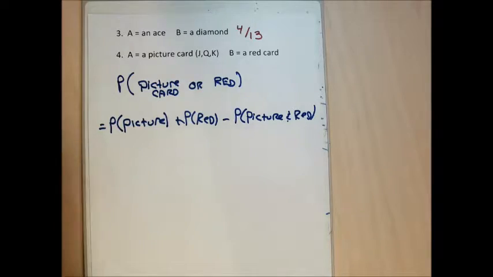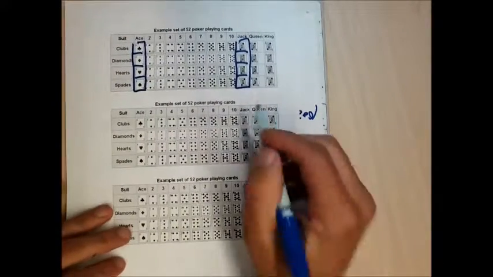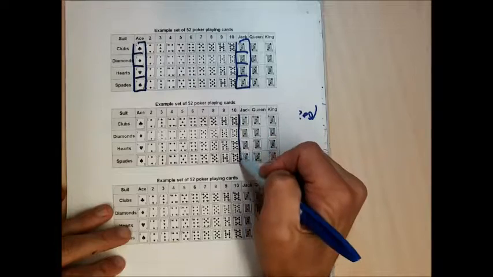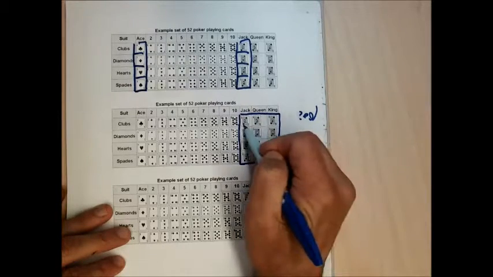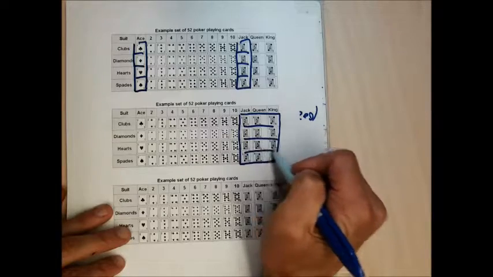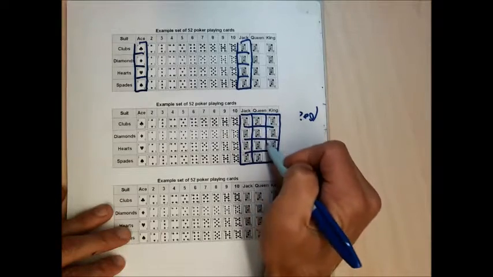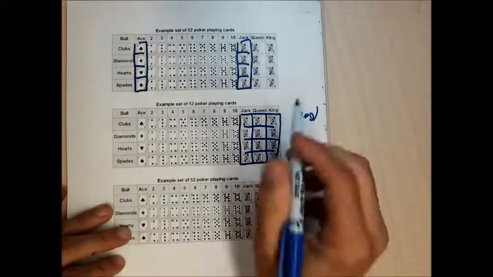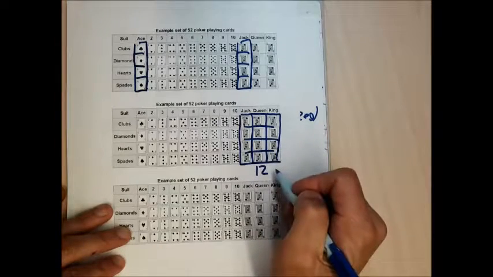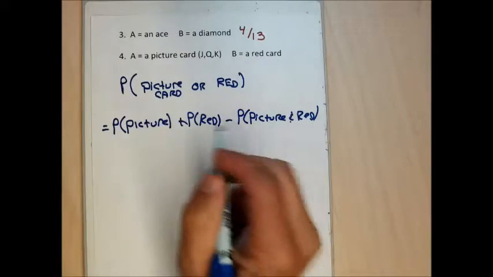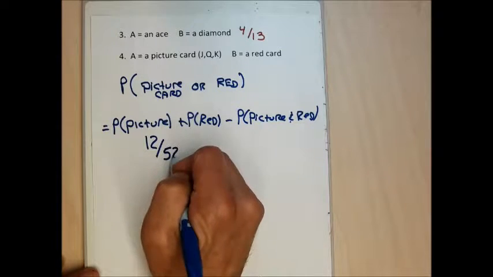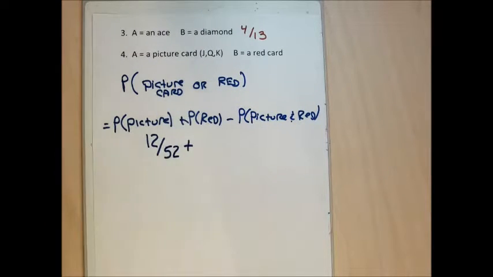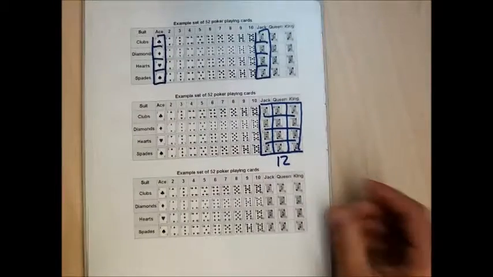Let me dig through my sample space and look at the picture cards and count them up. So I said jacks, queens, and kings are picture cards. And if I count these up, there's 3 picture cards in each suit. There's 12 picture cards that I just counted up right there. So the numerator for my first fraction is going to be 12, for the 12 picture cards out of the 52 cards. The denominator would be 52.